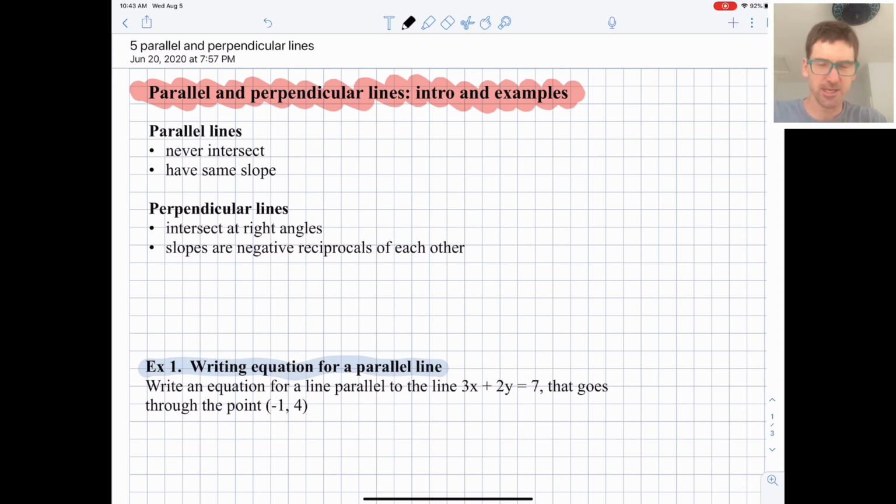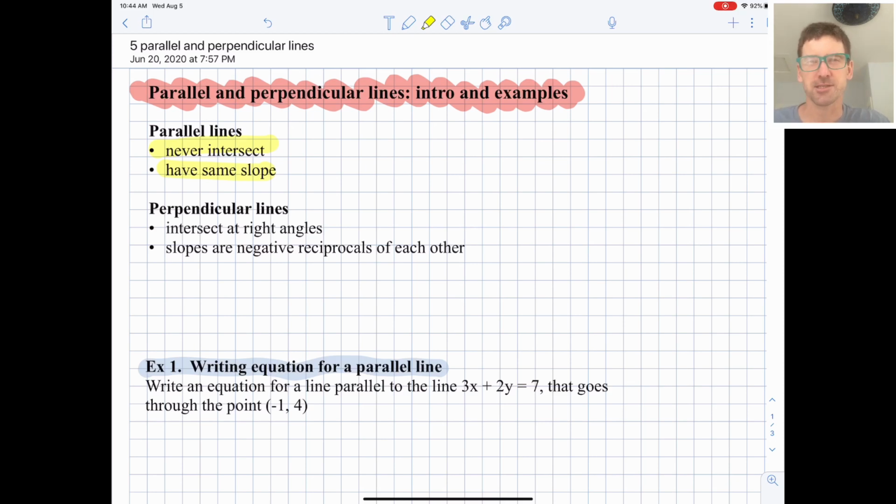Parallel lines never intersect, and parallel lines have the same slope. More specifically, particularly in geometry, parallel lines need to lie in the same plane as well. You can imagine two lines that lie in different planes but don't intersect. Those are called skew lines, by the way. So see if you can imagine that. Two lines that are not parallel but also do not intersect, right?